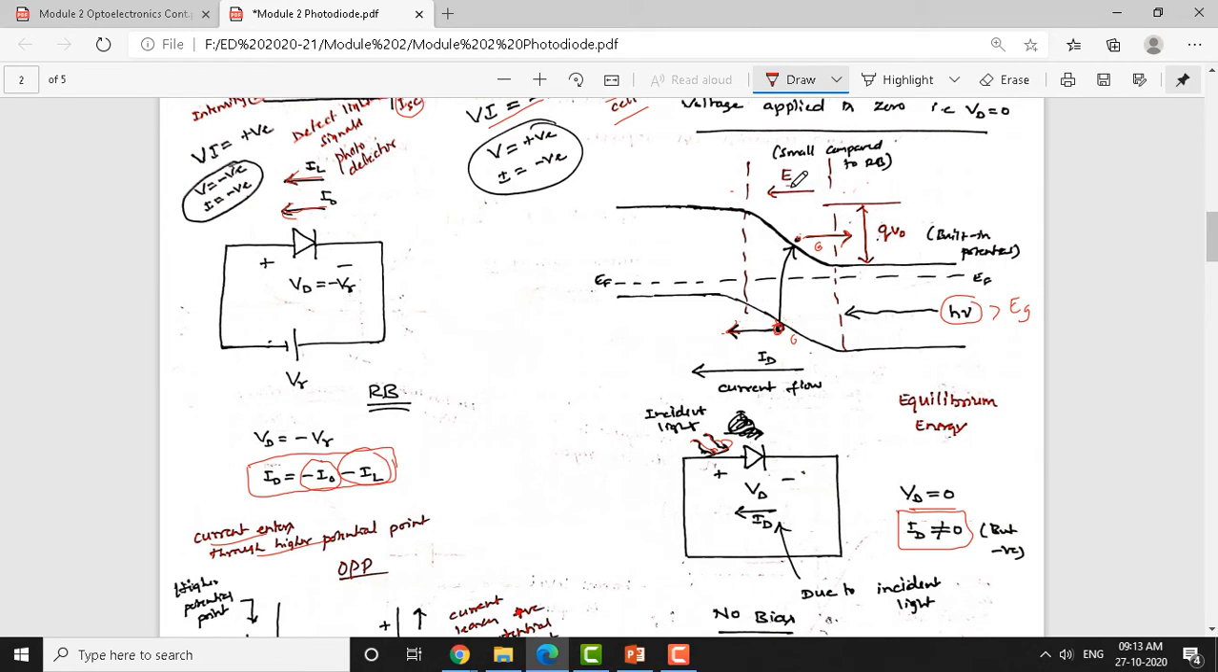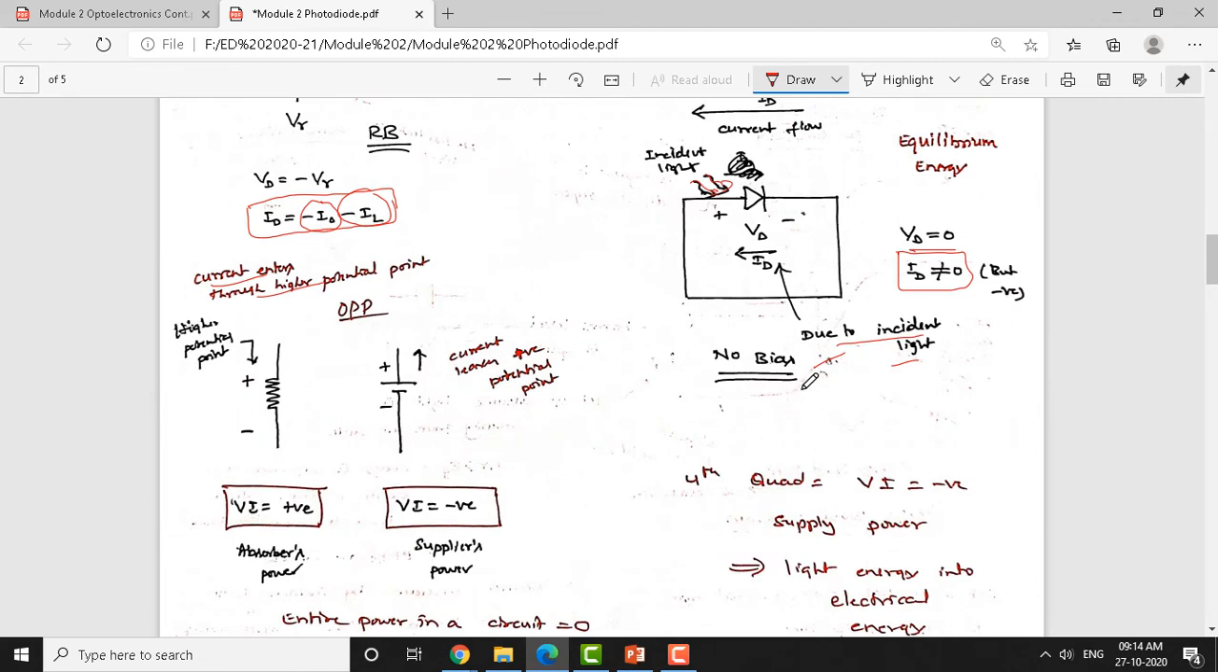The electric field will take care of the movement of charge carriers, that is, electrons are pushed to the N side and holes are pushed into the P side here. So, all electrons keep moving from the depletion region to the N side, and holes keep moving from the depletion region to the P side, and therefore some carrier transport mechanism happens here that leads to the current due to the incident light. So, this is under no bias condition. So, current is not 0 here.